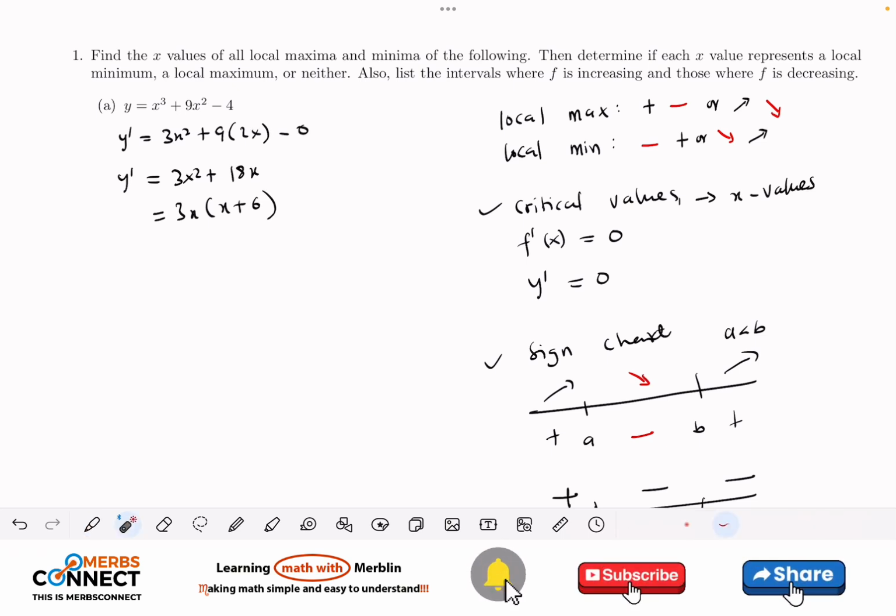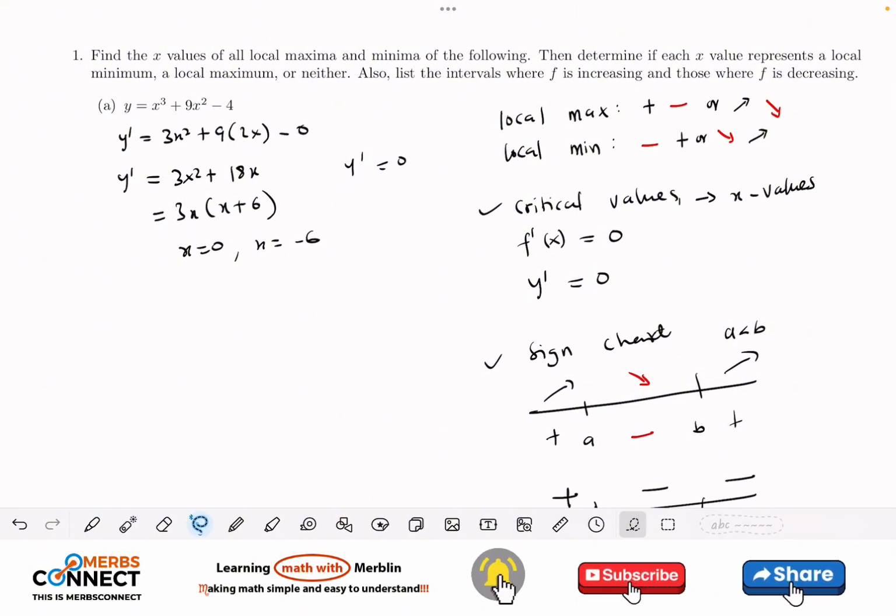From here, we can see that when x is 0, this function will be 0. That's what we are looking for, because for critical values, y prime should be equal to 0. So when this one is 0, this goes to 0. We can also see that when x is equal to minus 6, this one too is going to give us 0. So our critical values are x equal to 0 and x equal to minus 6.